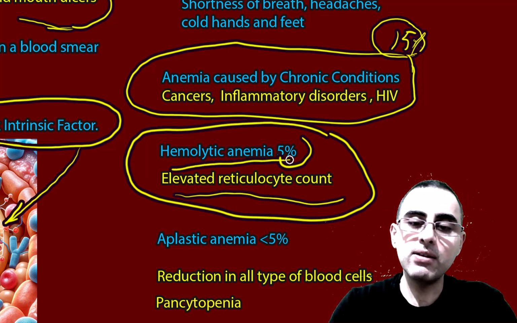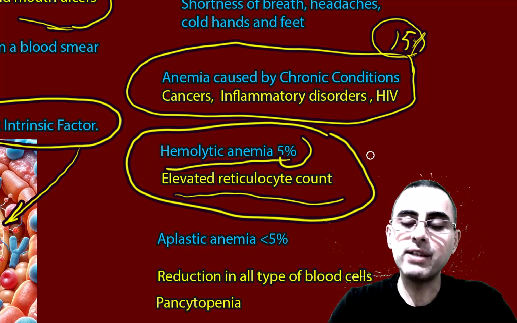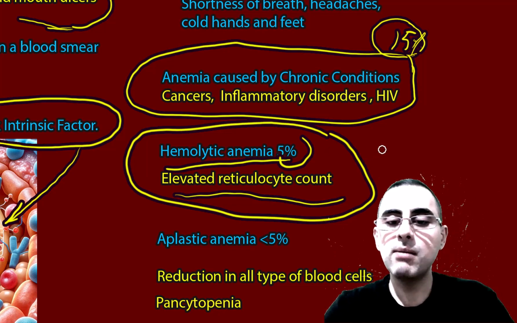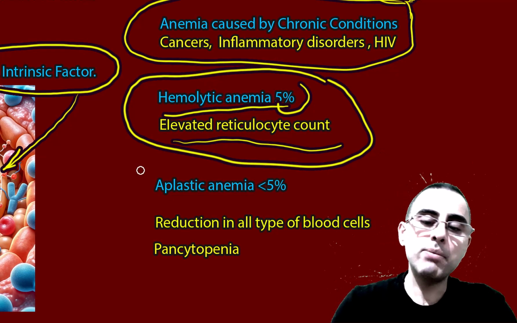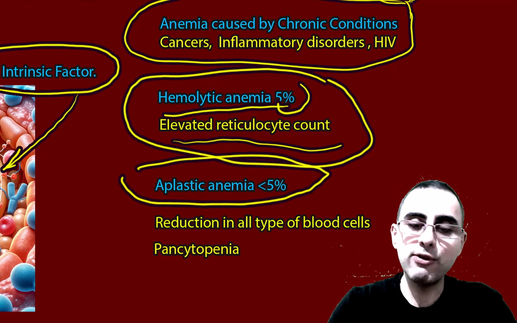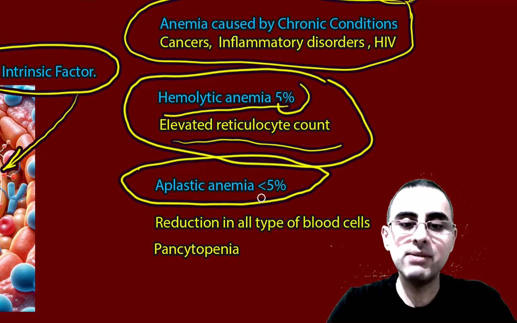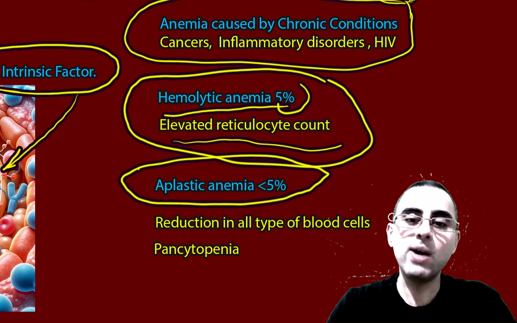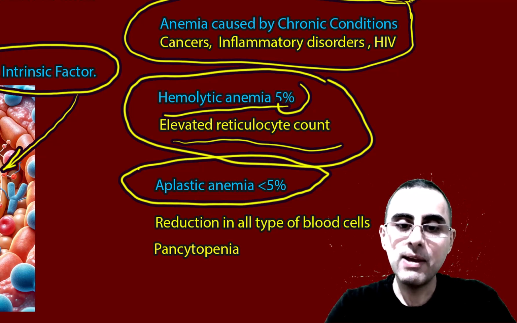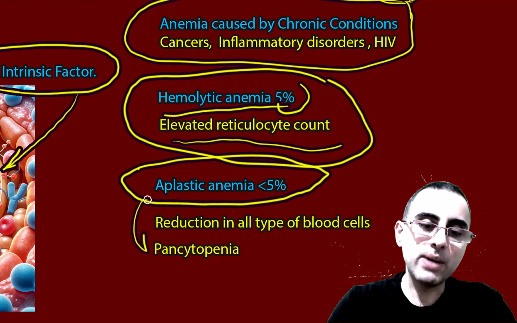Hemolytic anemia is responsible for 5% of cases, and there are elevated reticulocytes. Hemolytic anemia means there is breakdown of red blood cells. If hemolytic anemia is severe, we need a blood transfusion. And aplastic anemia is also a rare form of anemia, and in these cases there is not only anemia but also a reduction in all types of blood cells, including white blood cells and platelets, and it is called pancytopenia.